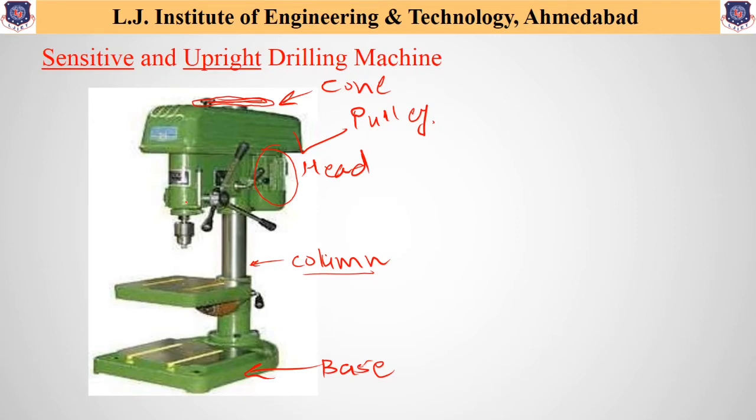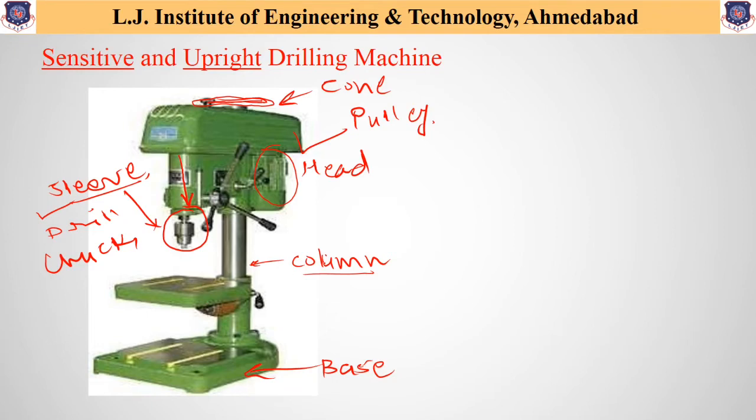Next, this head assembly consists of the main spindle, and with this main spindle the main drill chuck for holding the tool is provided. The tool is supported at this particular portion, which in most cases is called the sleeve, in combination with the drill chuck, based on the size of the available drill bit.